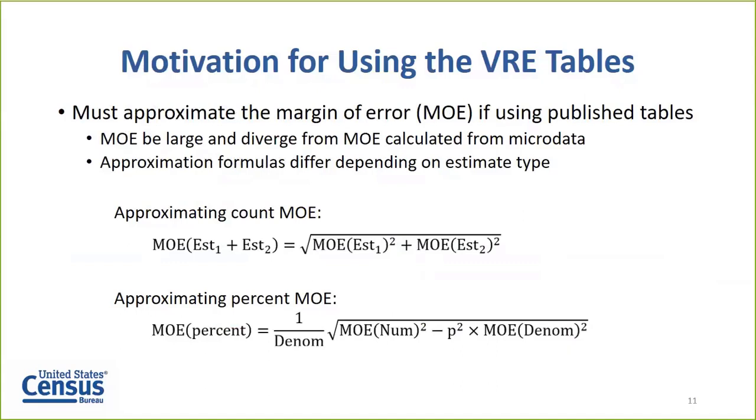If you use the detailed tables published on data.census.gov, you will have to use an approximation formula to calculate the margin of error. The approximate margin of error may become unreasonably large compared to what you would obtain if you were able to calculate the margin of error using internal ACS microdata. In addition, the approximation formula you will have to use will change depending on the type of estimate you wish to calculate. So for example, at the bottom of the slide, we see two examples of the approximation formulas. The first is for calculating the margin of error when combining two count estimates, and the second is for approximating the margin of error for a percent estimate.